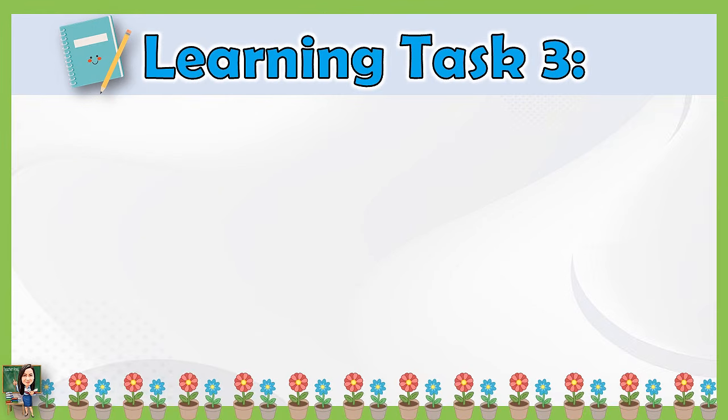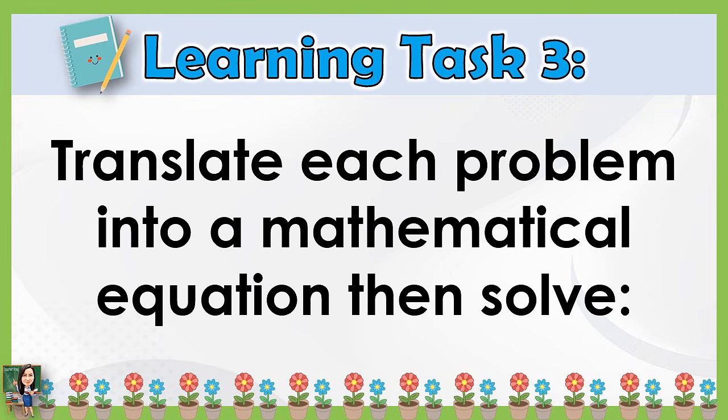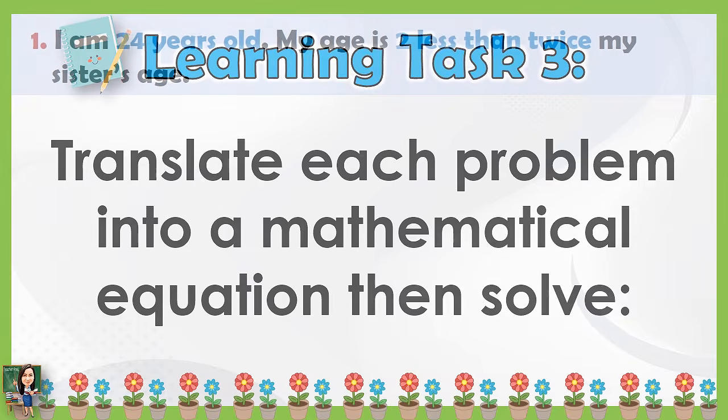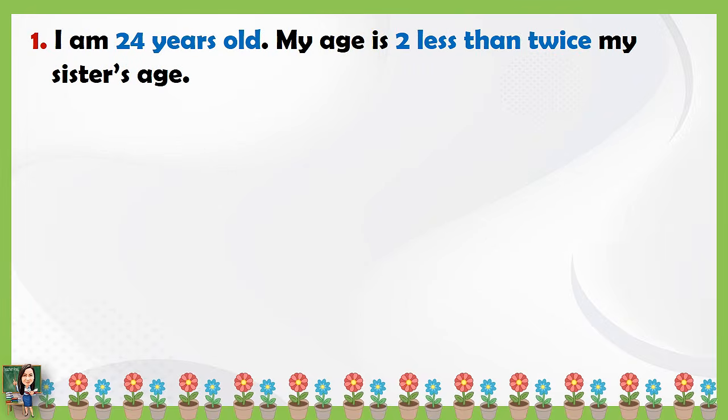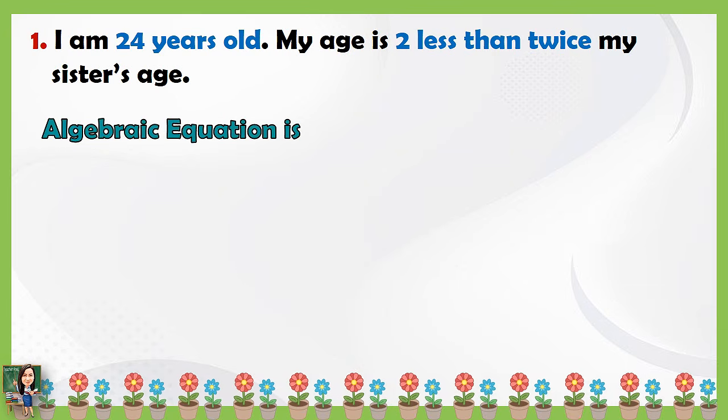Learning Task 3. Translate each problem into a mathematical equation, then solve. Number 1. I am 24 years old. My age is 2 less than twice my sister's age. The algebraic equation is 24 equals 2x minus 2.